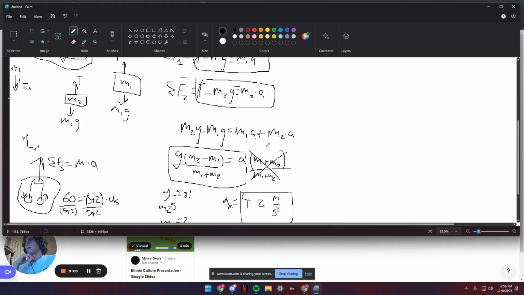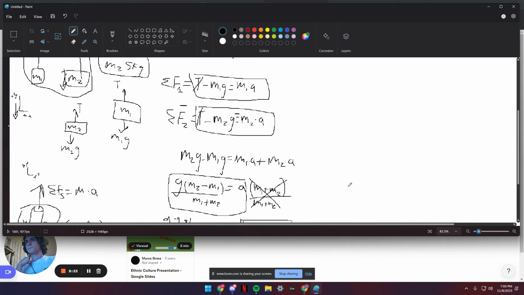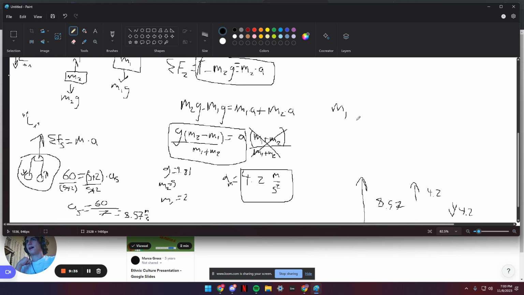So basically what we do is we know how the system is moving. It's moving up by 8.57, and then we know how each individual mass is moving. Mass 1 is moving up by another 4.2 meters per second squared, and mass 2 is moving downwards by 4.2 meters per second squared. So we just add these accelerations basically to find the true net acceleration on these objects.